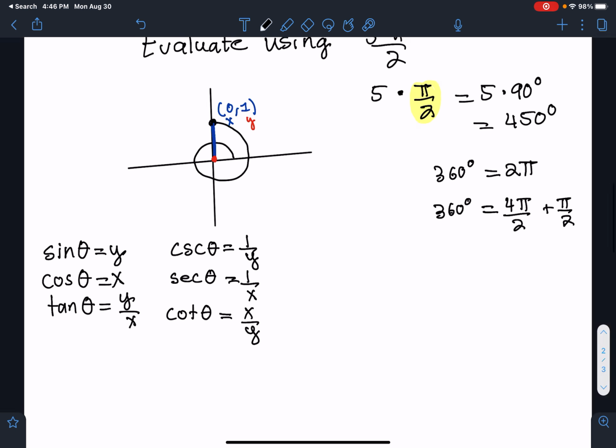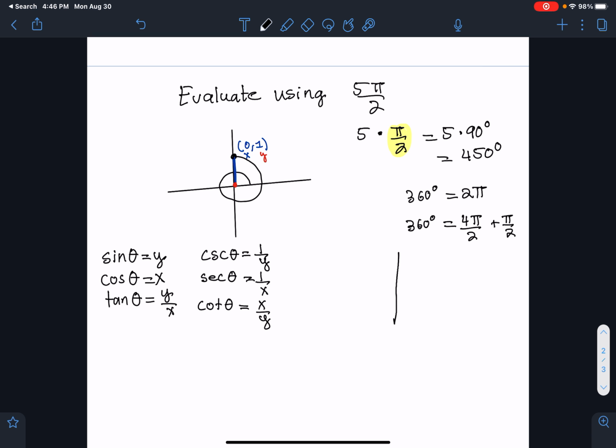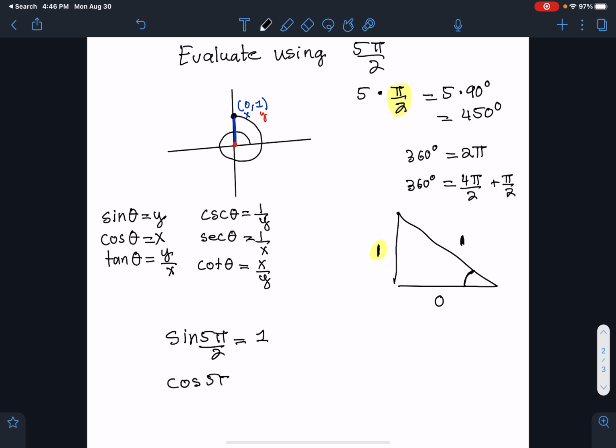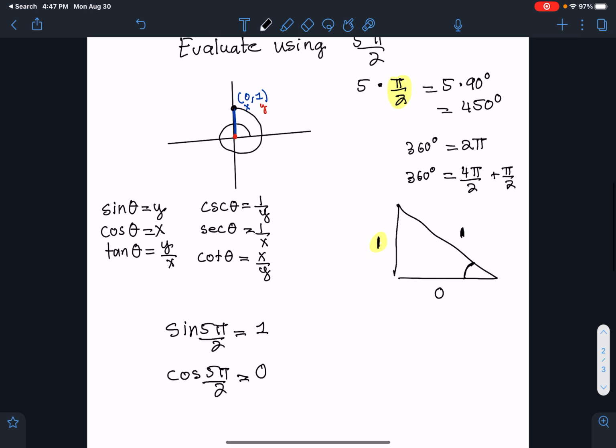Somebody in our class, I remember, said something about making a triangle if you like for 90 degrees. So if you want to think about it like this, if your x is 0, your y is 1, and your hypotenuse is always 1, and this is our angle of focus, which we're saying is 5 pi over 2. We know that sine is technically just this value. So sine of 5 pi over 2 is just opposite over hypotenuse, or just your y coordinate, which is just 1. Cosine of 5 pi over 2 is your x coordinate, which is 0.